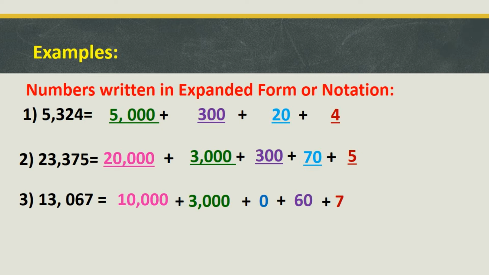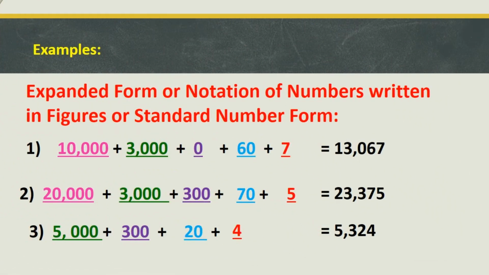So we now proceed to the next exercise examples, that is when the numbers are given in expanded notation, you have to write the number in standard number form of figures. The first one is 10,000 plus 3,000 plus 0 plus 60 plus 7. You have to take the first digits of the place value and write it to get 13,067. The next example 20,000 plus 3,000 plus 300 plus 70 plus 5.